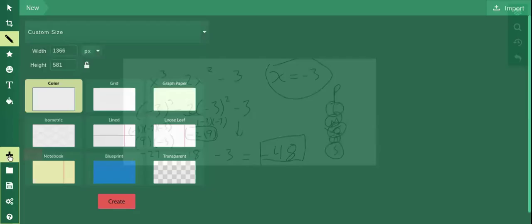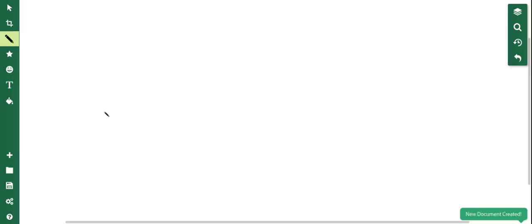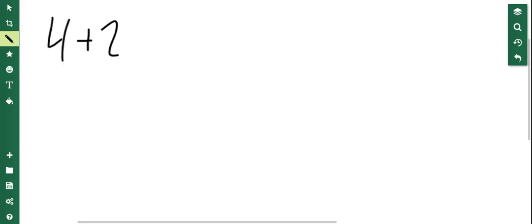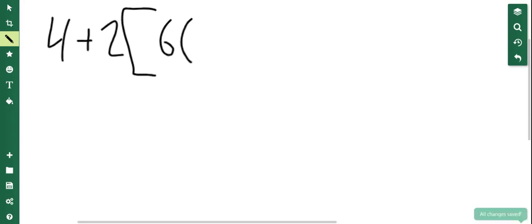Guess another thing on the practice exam too, or the worksheet, was something like this. We had 4 plus 2 bracket 6. Whenever we see brackets, they basically act like parentheses. There's like a parentheses before another parentheses, if that makes sense.